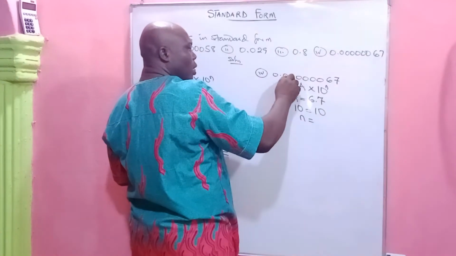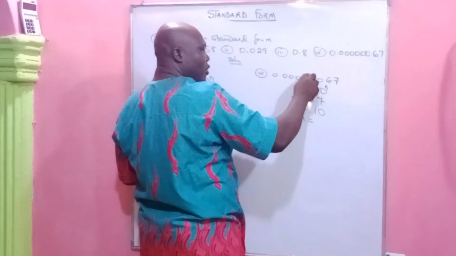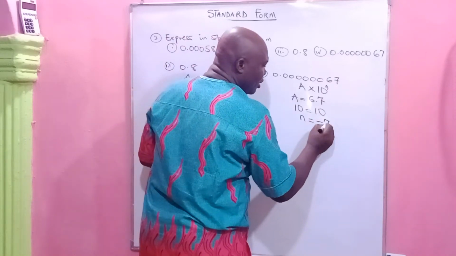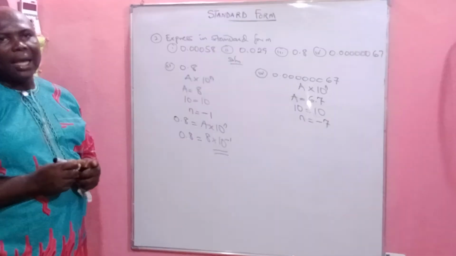All right, 1, 2, 3, 4, 5, 6, and 7. So that is a -7. It is moved backwardly 7 times, -7.